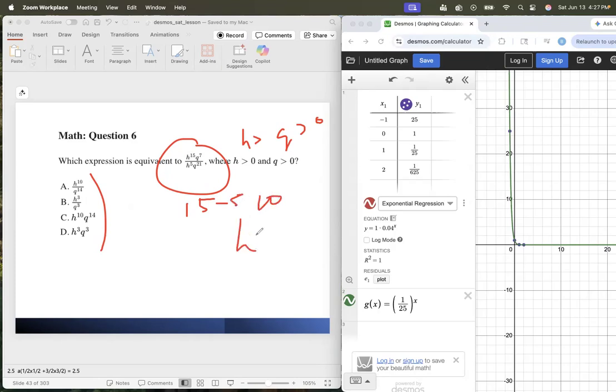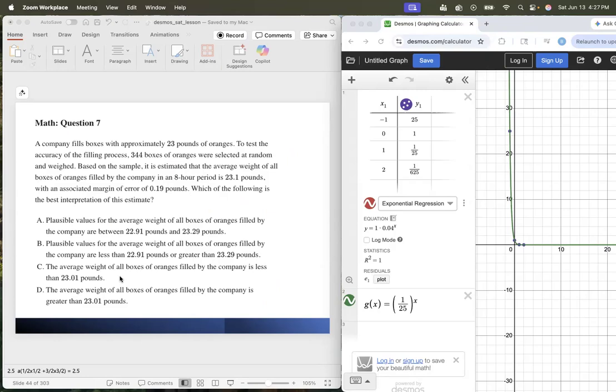So H is going to have 10 on top of it. And 7 minus 21 is 14. Because it's going to be negative 14, the Q is going to go down. So negative 14. And therefore, this is going to be H raised to 10 and Q to 14, because the negative comes down and becomes positive. So A is your right answer. A lot of words. When you see that, just relax. The answer choice will be easy.